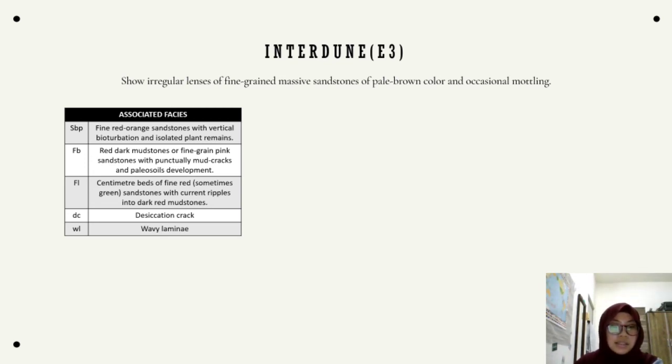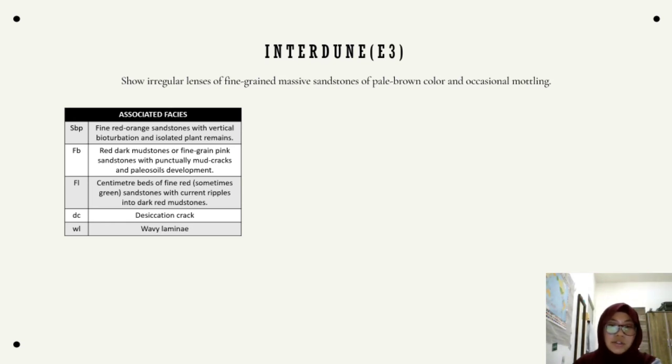The second one is FB. It is dark red mudstones or fine-grained pink sandstones with punctual mud cracks and paleosoil development. And the third one is FL, centimeter beds of fine red, sometimes green, sandstones with current ripples into dark red mudstones. And the fourth one is DC.